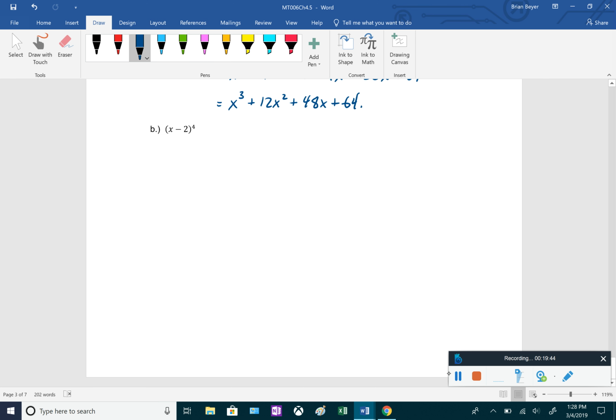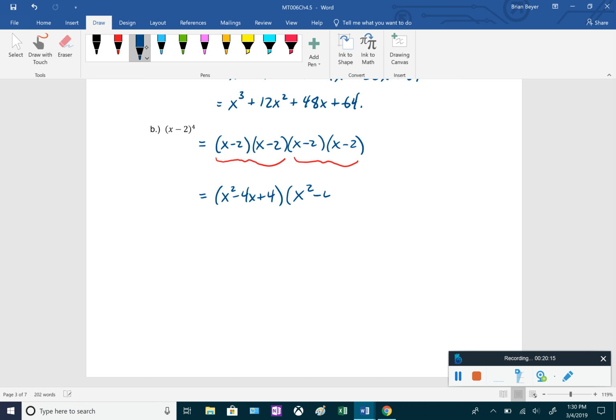Let's do one more here. So x minus 2 to the 4th. So we're going to multiply this together 4 times. X minus 2 times x minus 2 times x minus 2 times x minus 2. So what I'm going to do is I'm going to multiply these two together, and then I'm going to multiply those two together. X minus 2 times x minus 2 is x squared minus 4x plus 4. So is the other one, because we're multiplying the same two things.